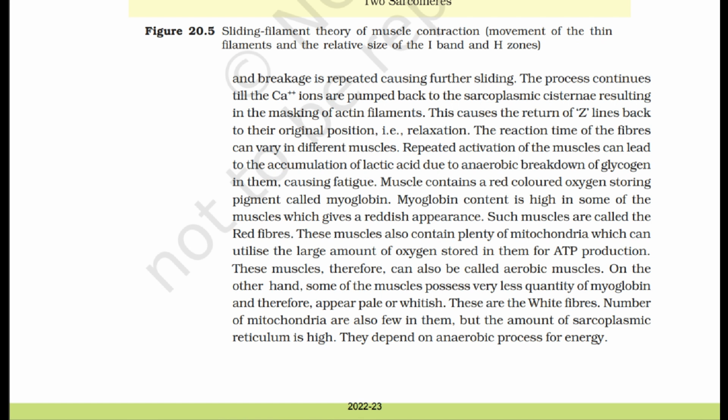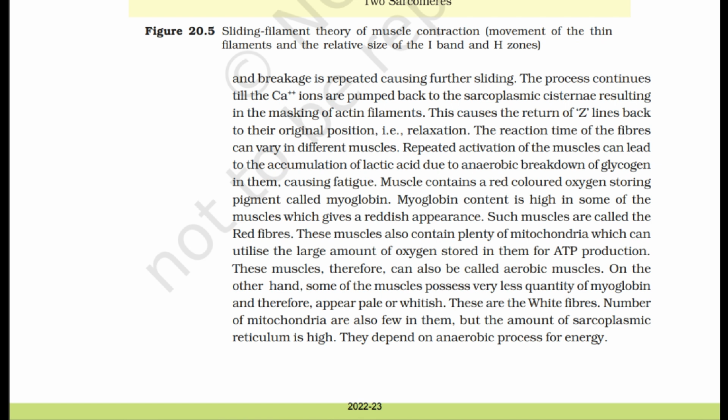Myoglobin content is high in some of the muscles, which gives a reddish appearance. Such muscles are called the red fibers. These muscles also contain plenty of mitochondria, which can utilize the large amount of oxygen stored in them for ATP production. These muscles, therefore, can also be called aerobic muscles.